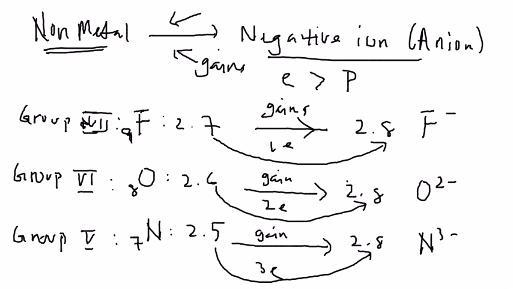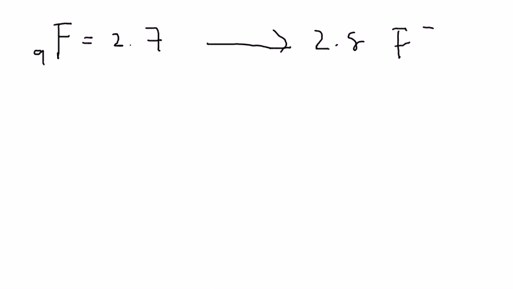Let's take a look at it one by one. For fluorine, it has 9 protons, therefore it has 2,7, 9 electrons as well. And when it forms a negative ion, you can see just now it gained 1 electron, so it forms 2,8, F minus. So gain 1 electron. Now let's look at the drawing, how we are going to draw.